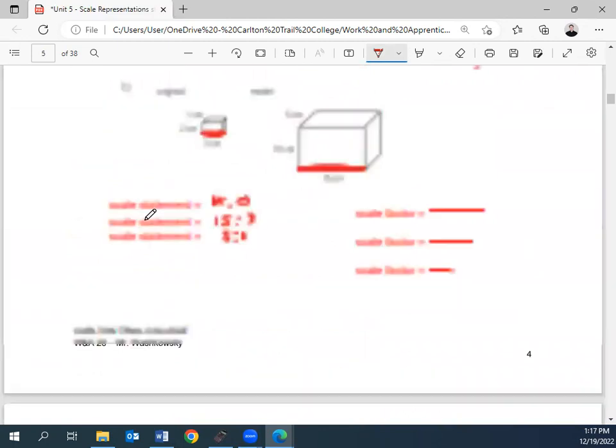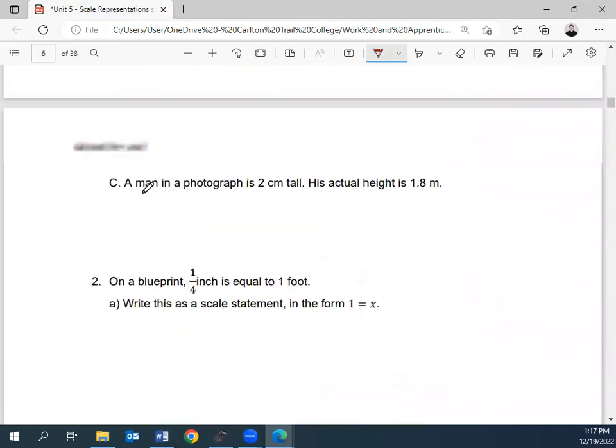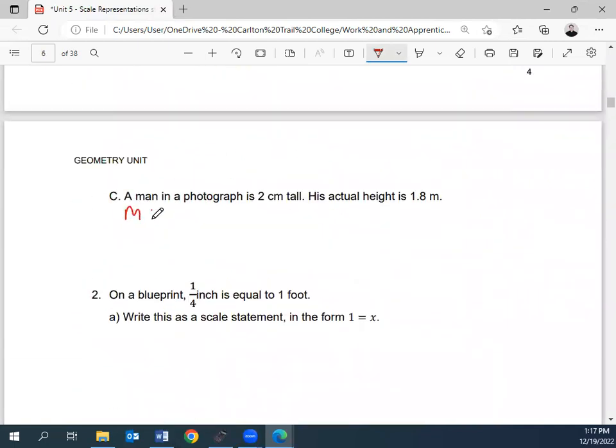So let's do that scale statement, which is in a ratio, right? Model to original. I'm really lazy, so I'm just going to do M to O. Does that make sense though? What's my model? Which one of these two heights is my model? It's 2 or 1.2 centimeters, right? Because that's the one in the photo. Now, what's the size of my original? You'd be inclined to think that, but not quite. It's 1.8 meters to 2 centimeters.